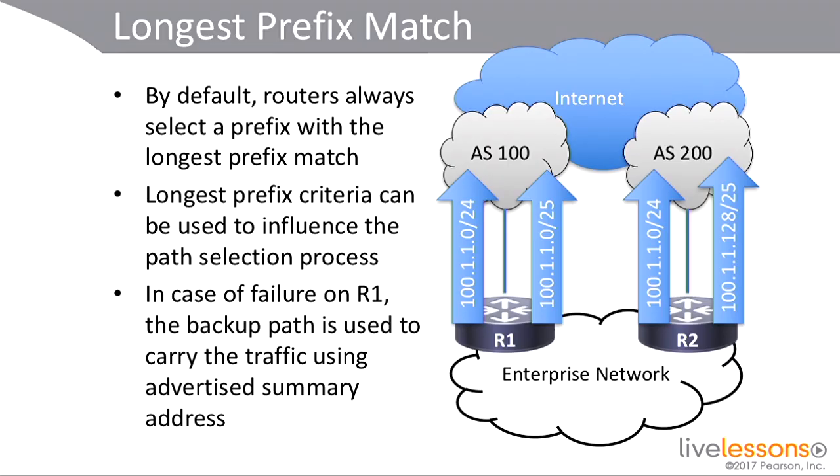What will happen is the best path will be selected on both the routers for the /25 subnet they are advertising. But if any of the routers fails, the traffic will be switched over to the backup path. So if router 1 fails, the traffic for the subnet 100.1.1.0/25 will be switched over to router 2, where it's also advertising 100.1.1.0/24, because the /25 subnet is part of that /24 subnet. Thus, there won't be any traffic loss with this failure event on router 1.